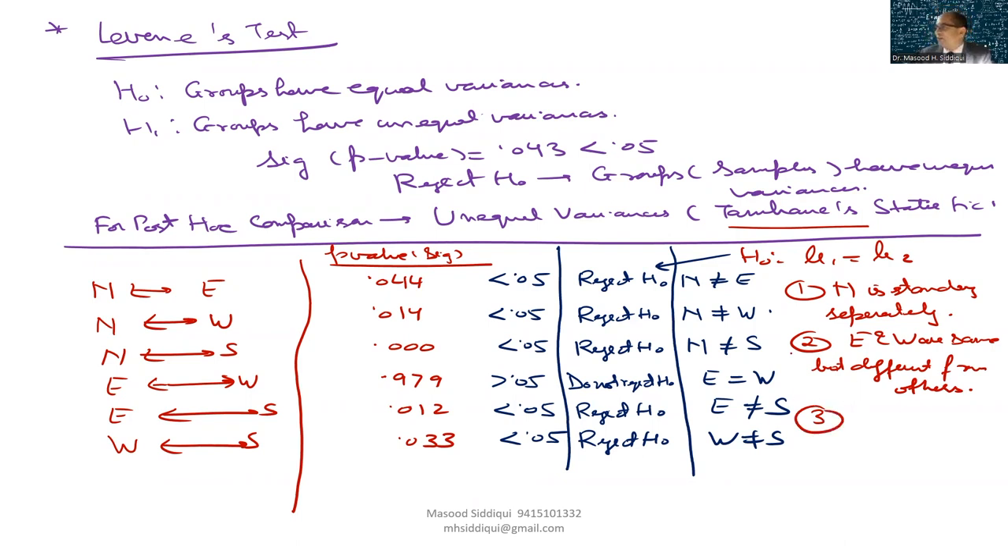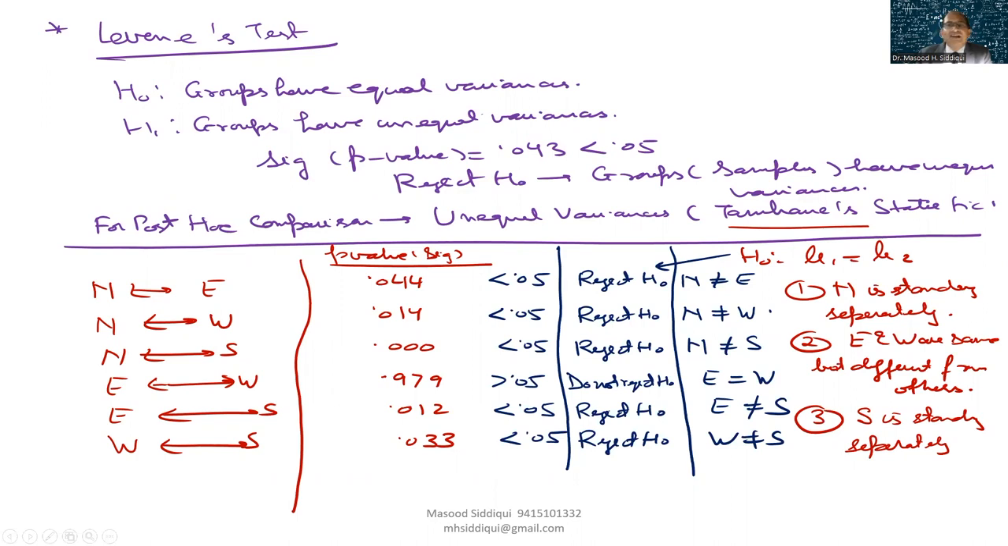Now for the next one. Southern is different from northern, southern is different from eastern and western. So we can say that southern sales is standing separately. Means it is different from all others. So we say that for these four locations, we have three blocks. One is northern separately, another is southern separately, and the next one is eastern and western on the same platform.